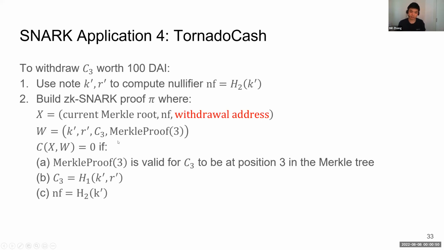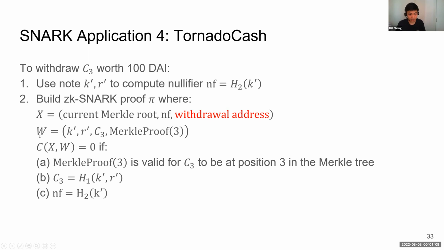Then whoever is trying to withdraw this coin is going to build a zk-SNARK. In this proof, the public information is the current Merkle root of the Tornado Cash smart contract. It's going to be this nullifier that you built, and it's going to be the withdrawal address that you want the money to be sent to.